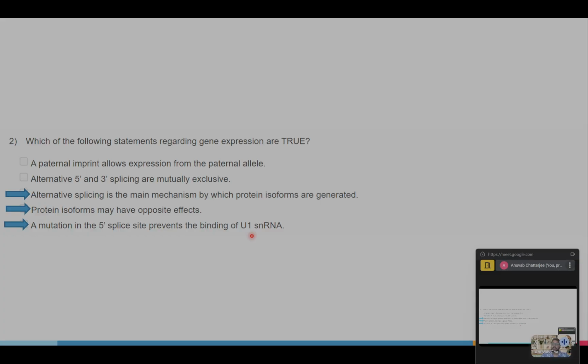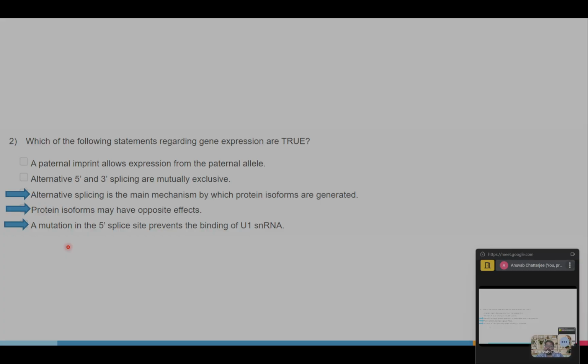So you would know that the U1 snRNA is one of the parts of the entire spliceosome complex, which binds to the 5' site and helps in detection of the 5' site. So if there are any problems with the 5' splice site, such as mutations which prevent U1 snRNA from recognizing the particular sequence, then there will be no splicing on that site, and thus problems occur. So that is also the correct option.